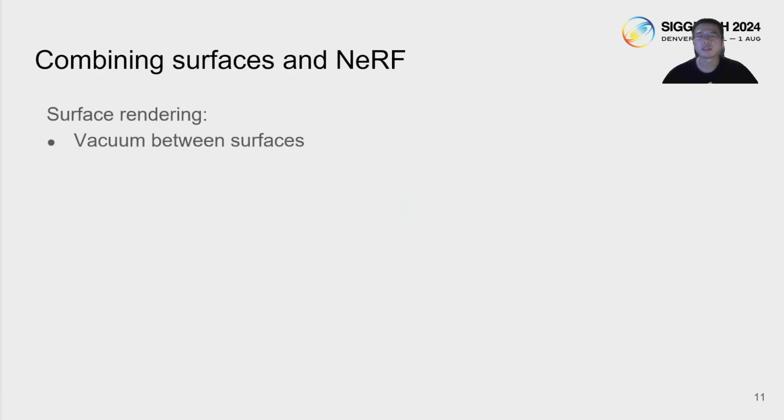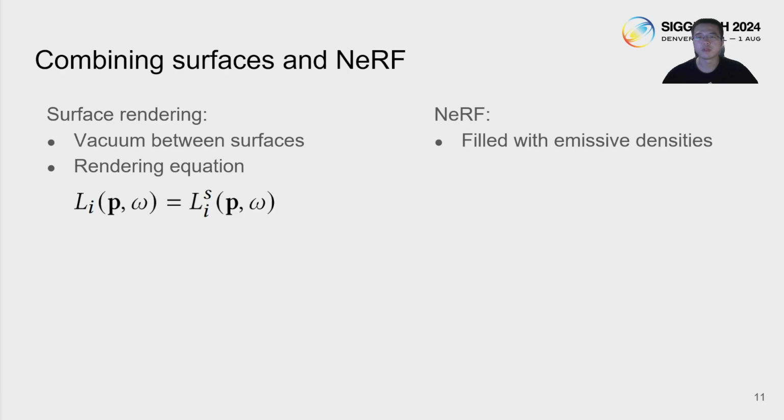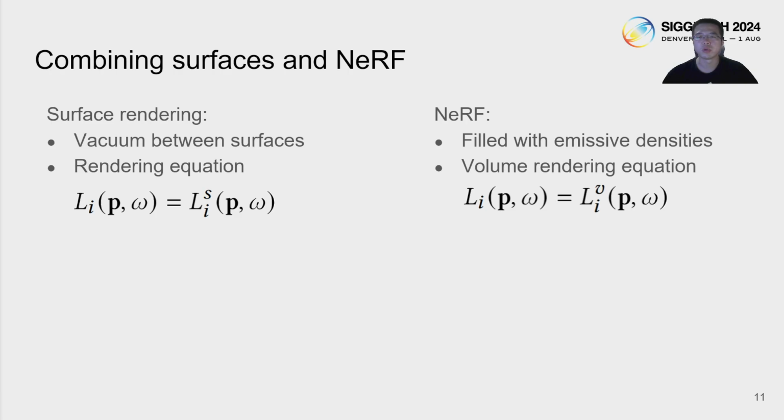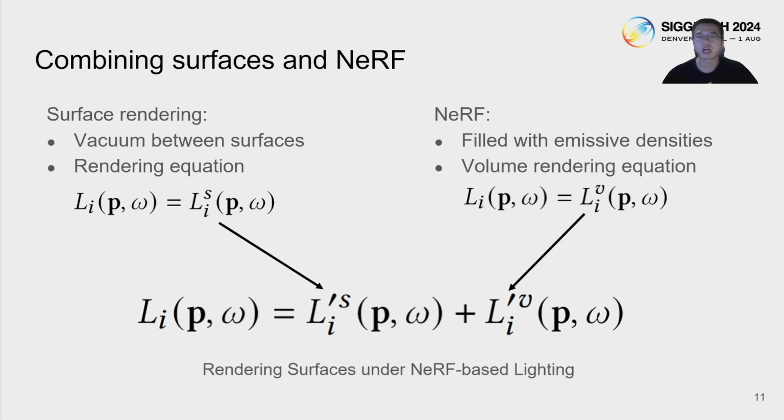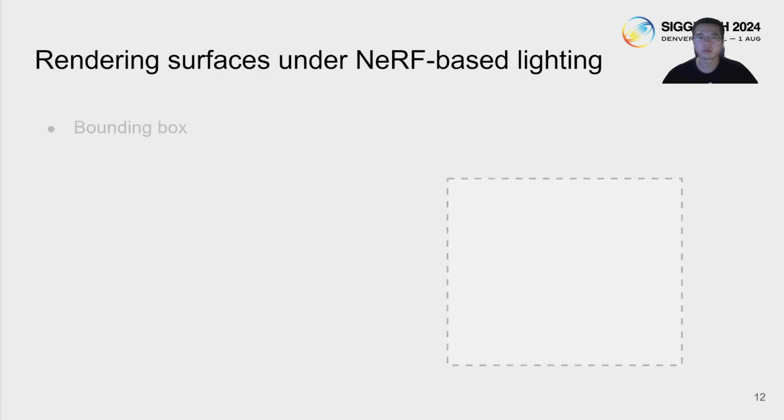Our method combines surface rendering and NeRF. Surface rendering assumes a vacuum between the surfaces and obeys the rendering equation. NeRF assumes the scene is filled with emissive volumetric densities and is modeled by the volume rendering equation. To render the hybrid scene consisting of both, we derive the rendering equation considering both surfaces and NeRF. Please refer to our paper for details.